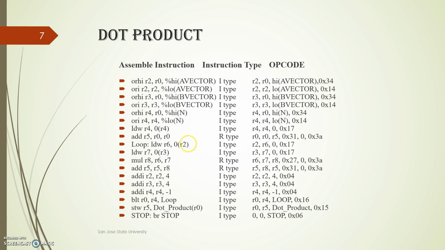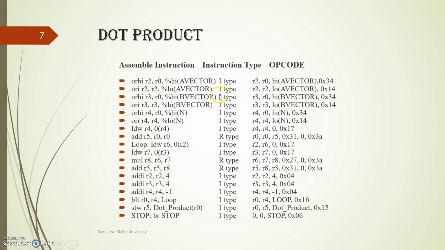This is the benchmark dot product program we can see here. These are the assembly instructions, or the instruction set according to the Nios 2 processor, with the type of each of them given here in the table, and the opcode for each corresponding instruction is shown here as well.